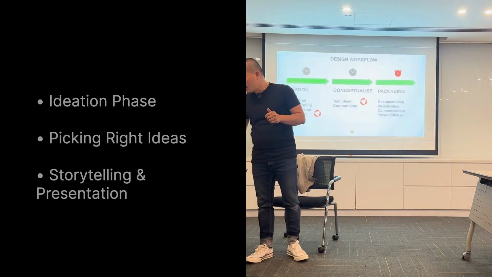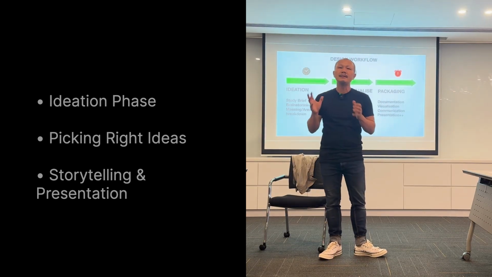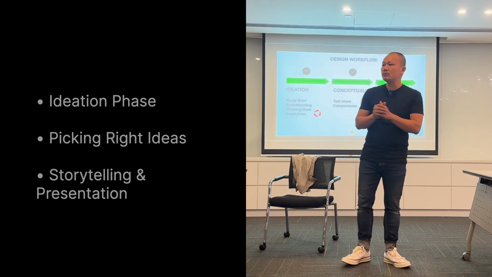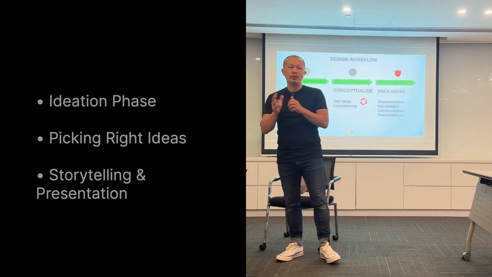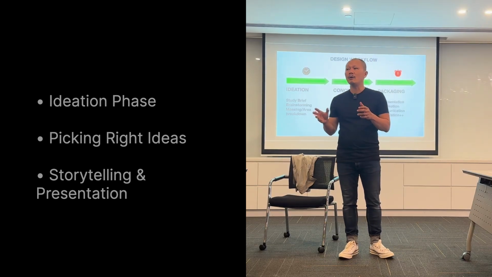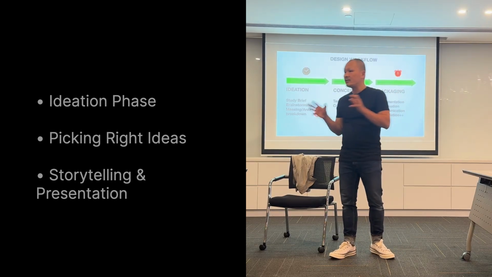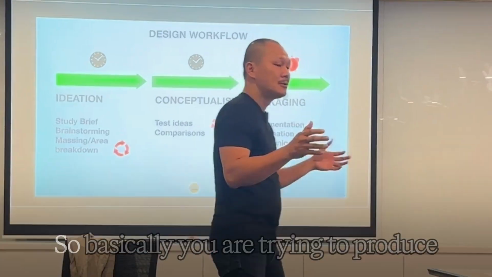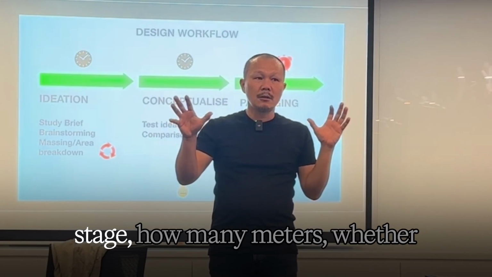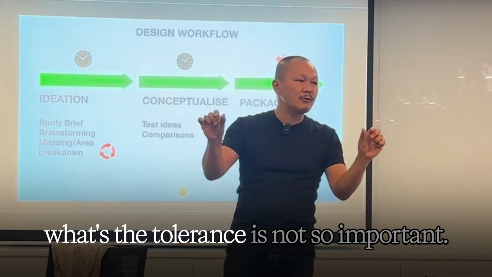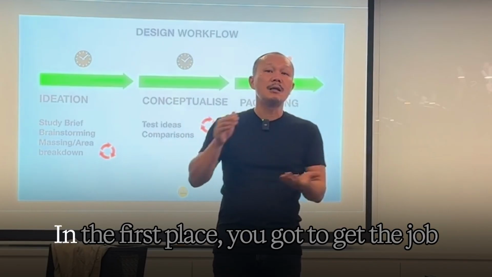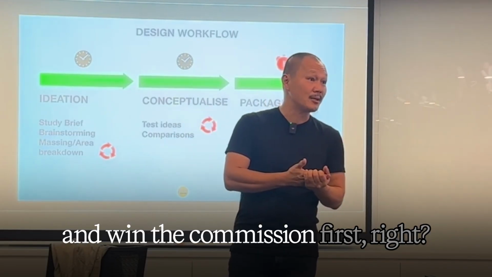I look at how we typically design in practice. And I know that design is a big word, but I'm narrowing down to the process of how we produce conceptual architectural design. Let's say in the scenario of a design pitch or competition or some kind of feasibility study. So basically you're trying to produce work that has depth. But at that stage, how many meters, what the tolerance is, is not so important. In fact, even being exact is not so important because in the first place, you've got to get the job and win the commission first, right?